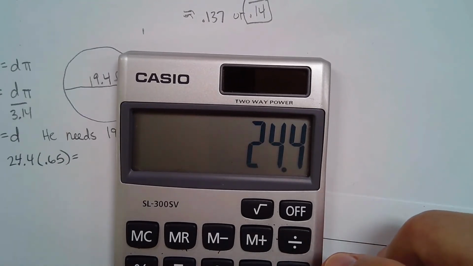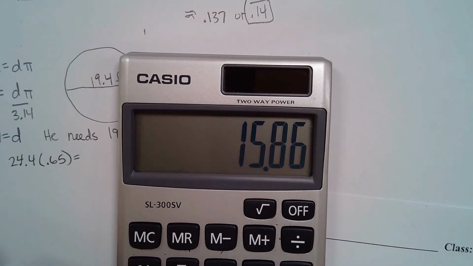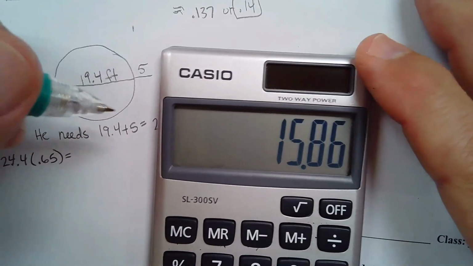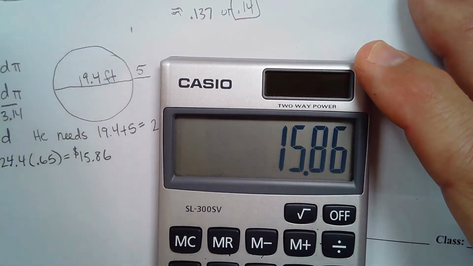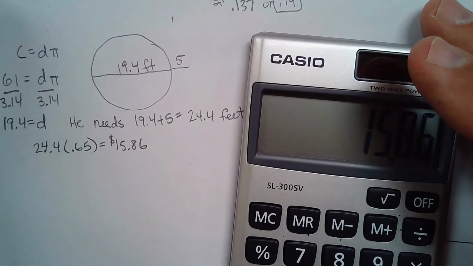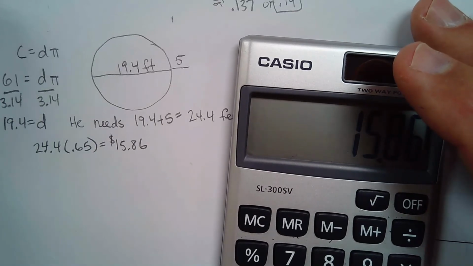24.4 times 0.65, 15.86. Let's see, I have something a little bit different. So 15.86. I'm wondering why I have such a different number, because I know that I have $15.60.